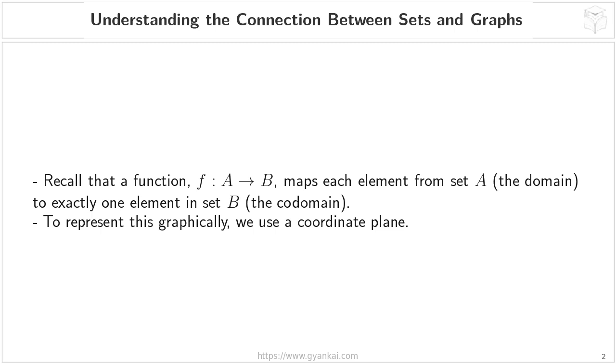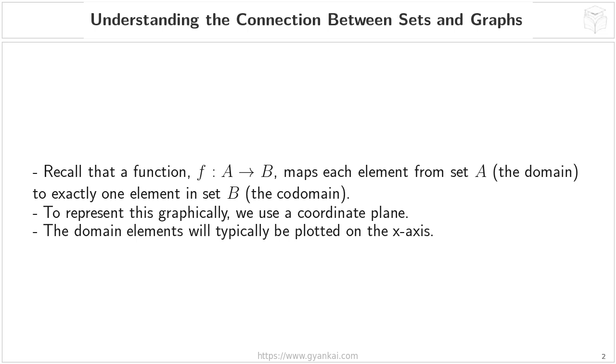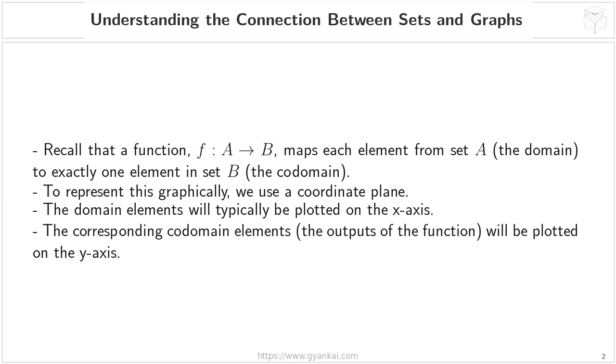To visually represent this relationship, we use what you're already familiar with, a coordinate plane. You know, the one with the horizontal and vertical axes. Now here's how we connect the sets to the plane. We typically plot the elements of the domain, that set A, on the x-axis, the horizontal axis. So each value in A will have a position along that axis. Then the corresponding elements from the codomain, that set B, the outputs of the function, we plot those on the y-axis, the vertical axis. So, for each input on the x-axis, there's a specific output value on the y-axis.